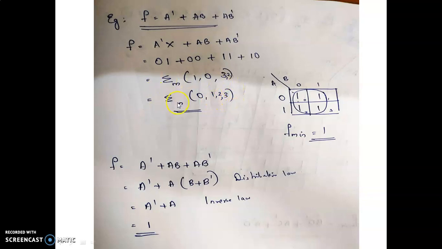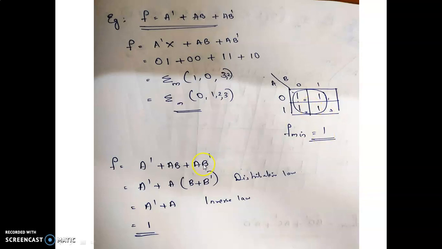So this is the standard canonical SOP, and all these cells, we are going to put 1 in the K-map. When you put 1 in the K-map, we can see that all the cells occupy the value 1. So when all the cells in a K-map occupy the value 1, the minimized expression for that is 1. F minimum is 1.